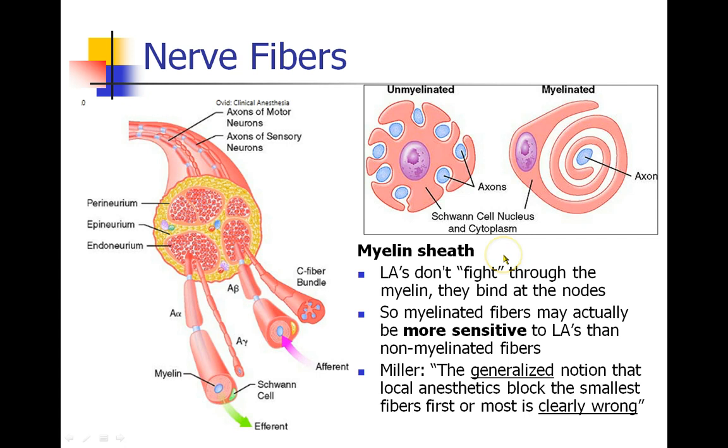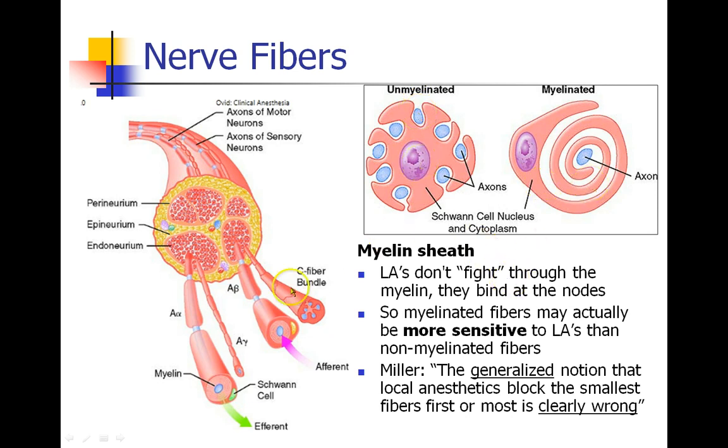Myelin is considered to be like the insulating substance that surrounds a nerve. Classically, people thought that the local anesthetic had to sort of fight its way through the myelin. And that was why we thought that maybe myelinated axons, which were surrounded by layers and layers of myelin, were harder to block than unmyelinated fibers, which actually are also surrounded by myelin, but as you can see, much less wrapped up. It turns out that this isn't really how local anesthetics work.